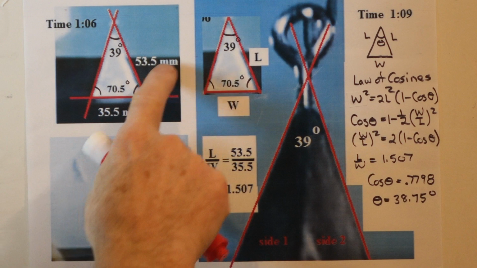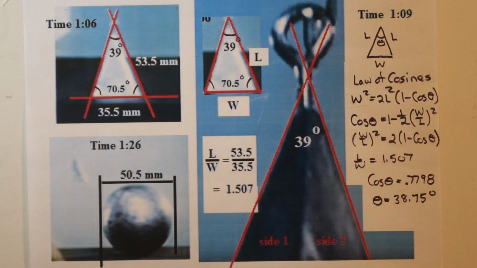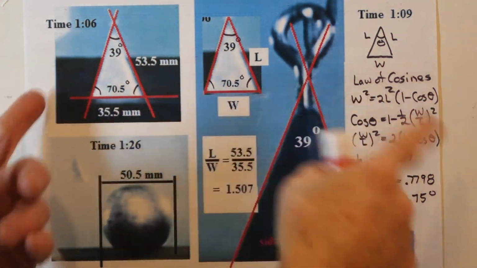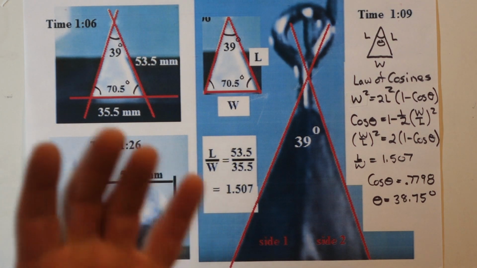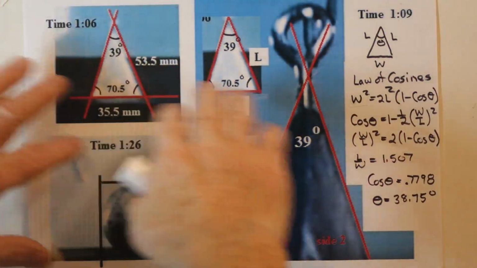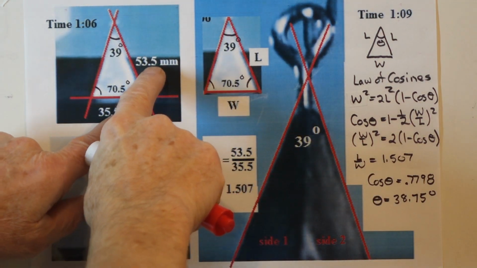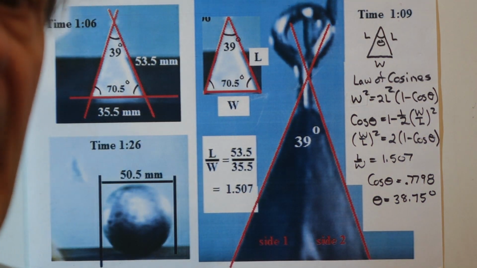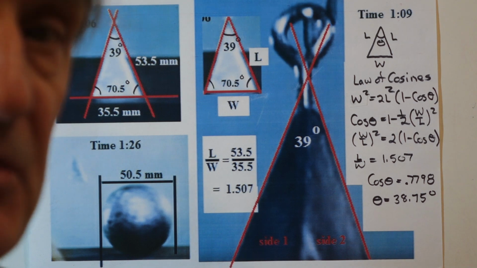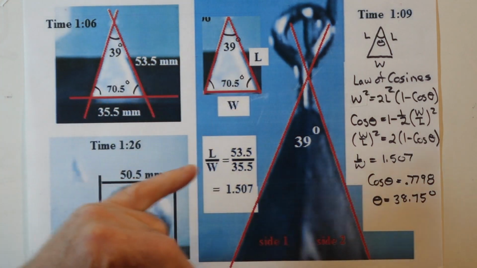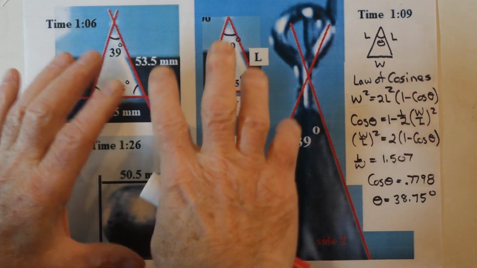These numbers, these dimensions in millimeters, are what I've measured on the paper. I've taken a screenshot and made a very accurate measurement. Now, these measurements are not the same as the physical measurements of the pyramid and the ball. They are the measurements on the paper.